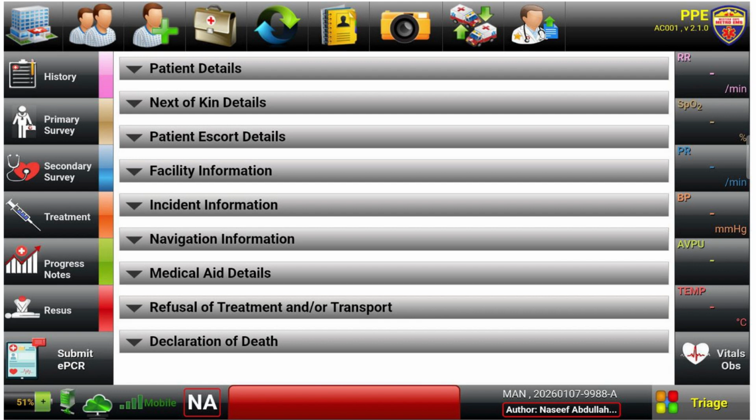Once a patient has been generated to the ePCR, the device requires various prompted information. Each time a patient is selected and the tab opens, the ePCR is defaulted to the home page. This page consists of patient details, next of kin details, patient escort details, facility information, incident information, navigation information, medical aid details, refusal of treatment and/or transport, declaration of death.